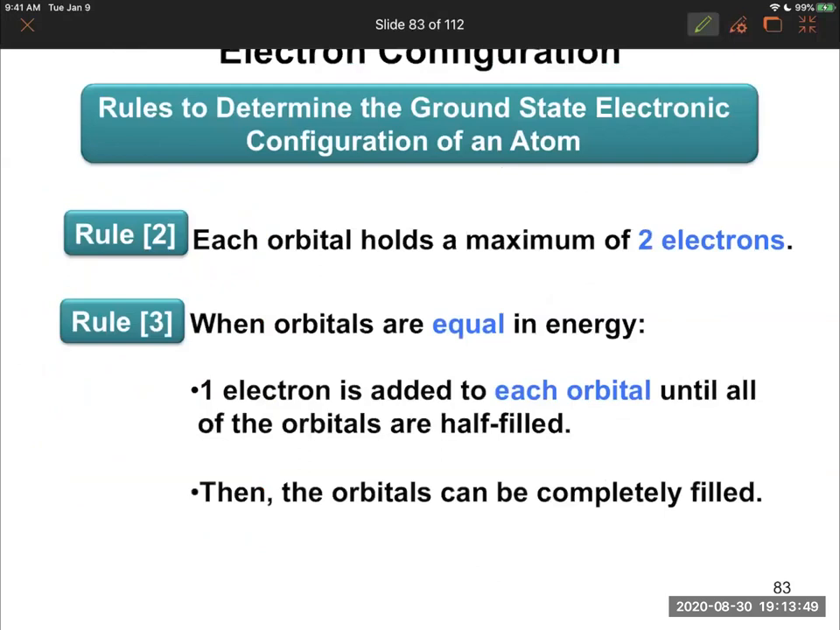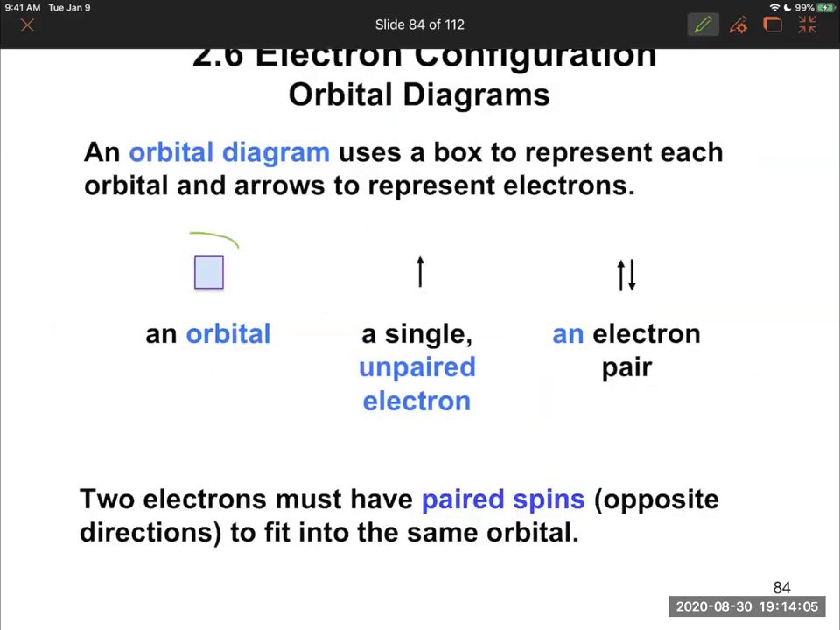Now, each orbital holds a maximum of 2 electrons. When orbitals are equal in energy, 1 electron is added to each orbital until all the orbitals are half filled. Then the orbitals can be completely filled. So this is an orbital. We represent it with this little square. It's called the orbital diagram.